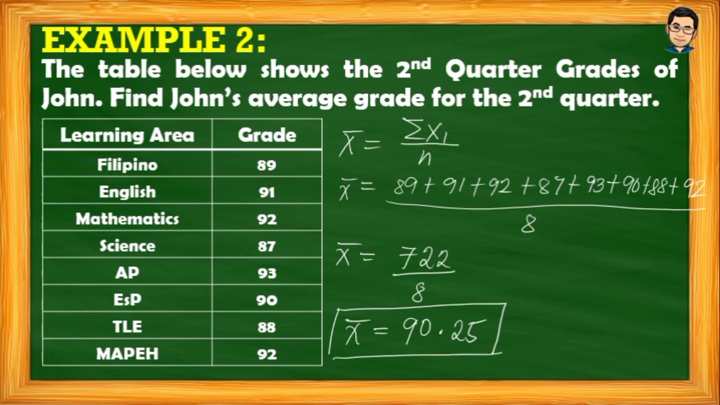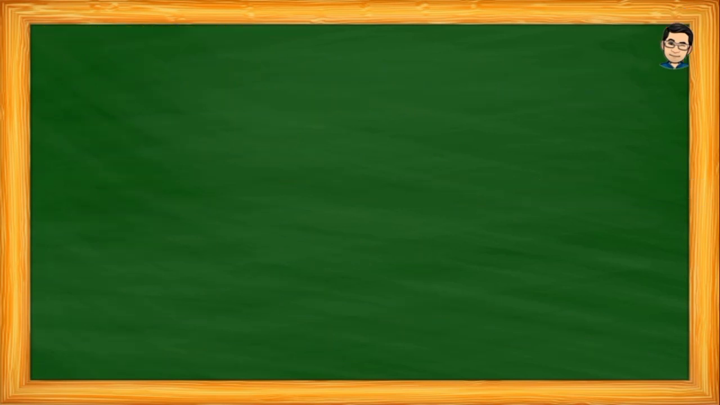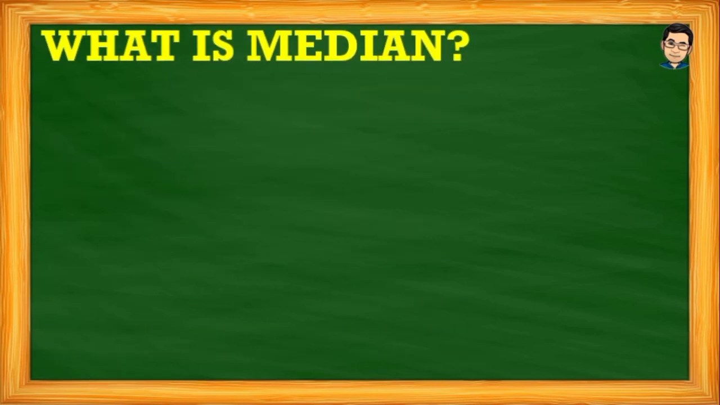Kung yung average niya is 90.25, then considered siya as with honors. Okay. Kung may mga tanong kayo na ganyan, kung yung average ba niya, classified ba siya as with honors? Yes po, kasi yung average niya is 90.25. So after natin sa mean, I hope naging clear sa inyo yung process kung paano i-solve, i-calculate yung mean.